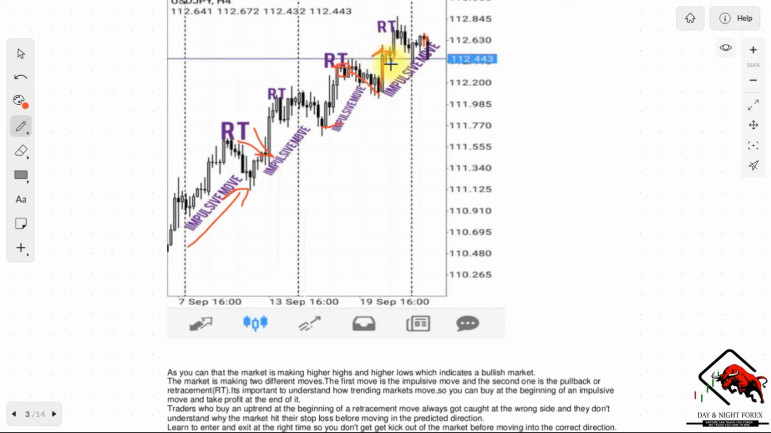So that's what most traders experience. As you can see, this is why it happens when you trade in a trend market. So you need to learn to enter and exit at the right time so that you don't get kicked out of the market before the market actually moves in your direction. That's basically why you need to understand the retracement and the impulsive moves. The best way is to enter at the beginning of the impulsive move, and then ride the wave all the way to the end of that impulsive move, or you can trade the retracement from where it starts to the end of it, depending on the time frame that you are trading.